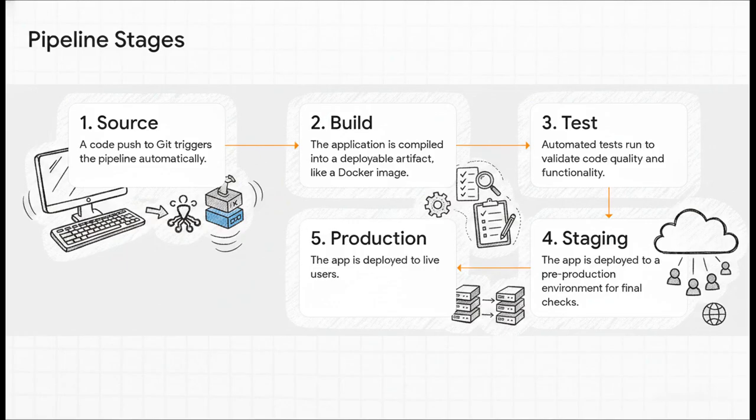Next up, and this one's crucial, is the test stage. This is where all your automated checks run. If that all looks good, it moves to staging, which is basically a clone of your production environment for one last look. And finally, when everything is green, it's deployed to production for your users to see.